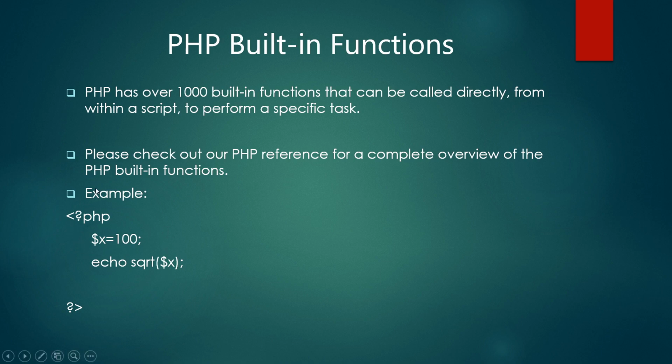Now here I have shown a very easy example. Here I have created one variable and assigned a value of 100 to it. And now I'm simply printing out the square root of this number. So here square root is a built-in function which I am directly using in my program. I haven't written any business logic for it because the PHP developers have already done it for us. So let's run this in an IDE.